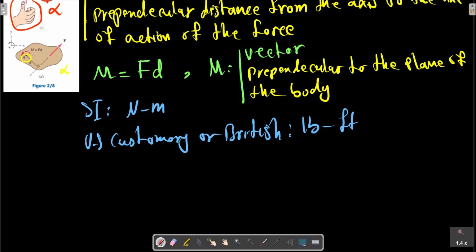On point A, it's obvious that if we tend to rotate this, we have counterclockwise rotation. Moment direction may be accounted for by using a stated sign convention such as a plus sign for counterclockwise, and a minus sign for clockwise moment.